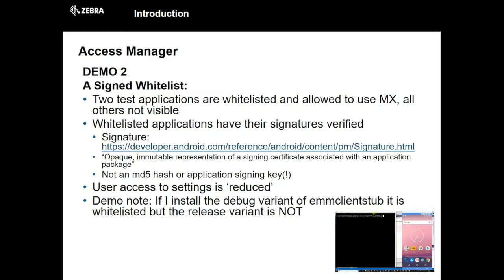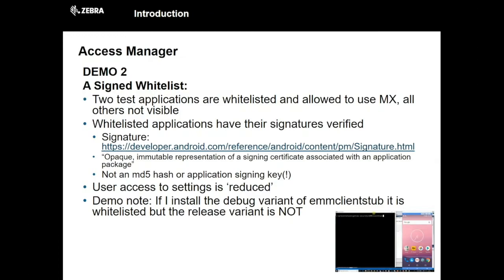What you actually need to do, and I'll work with the docs team to get this made clearer in the documentation, is to provide the signature as defined at that link there. It's a Signature class. It is a quote, opaque immutable representation of a signing certificate associated with an application package. Now, as far as I'm aware, you're only able to obtain these at runtime, and I've got code on the following slides showing how to do that.